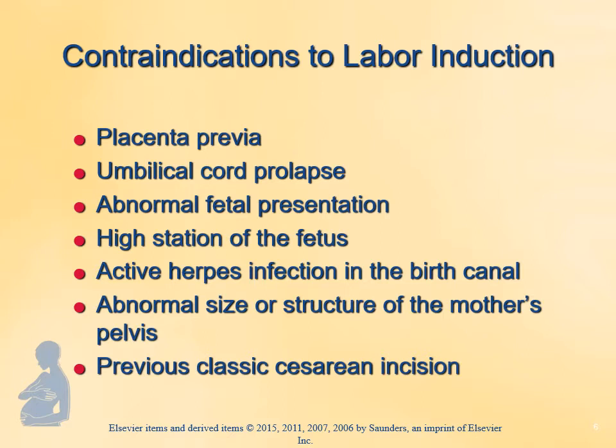If the mother has an abnormal sized pelvis or structure of the pelvis that would not be favorable for a vaginal delivery, that would be contraindicated to labor induction. And of course, we never want to induce somebody's labor if they've had a prior classical Cesarean scar. So any vertical scar on the uterus makes them a much higher risk for uterine rupture, and we never want those people to actually go into labor. So that would be contraindicated to induce their labor.